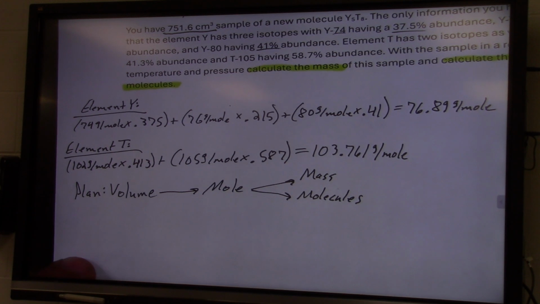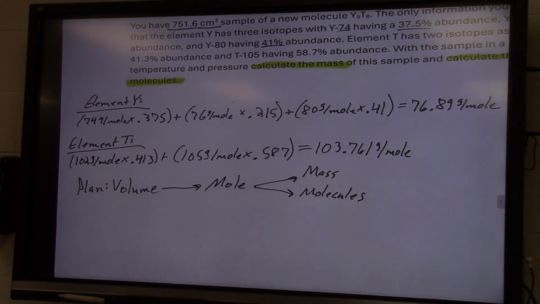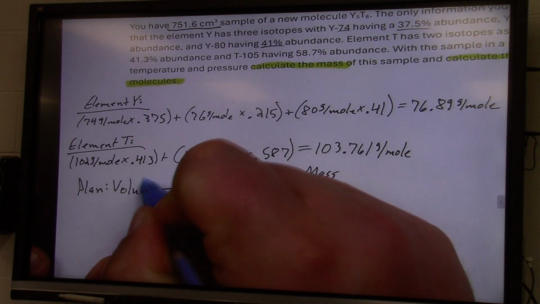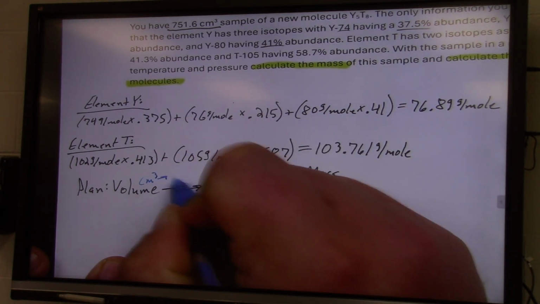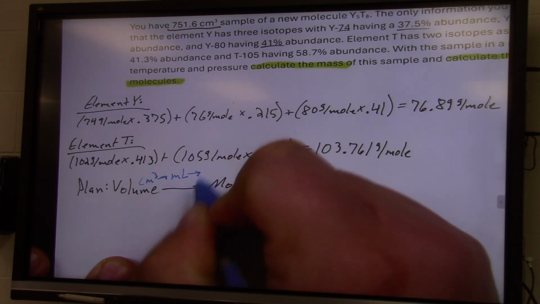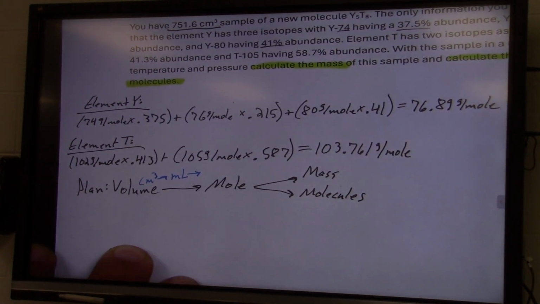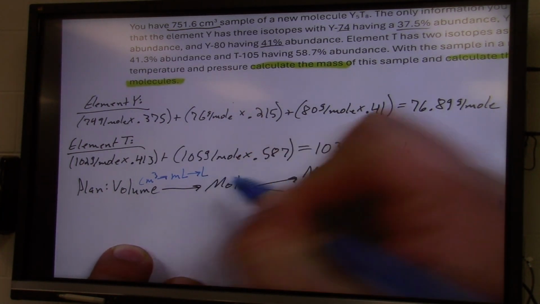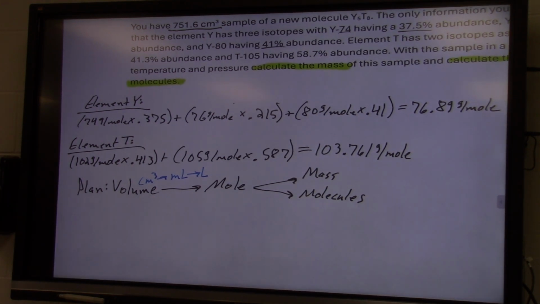So when you look at volume, there is a key trick here. Can you use cubic centimeters? No, we can't use cubic centimeters. We have to take cubic centimeters into milliliters. But you can't use milliliters. This is why I like this trick. It's a trick and a trick. You have to convert it to liters. Then you can go from volume to mole. Hopefully you caught that.